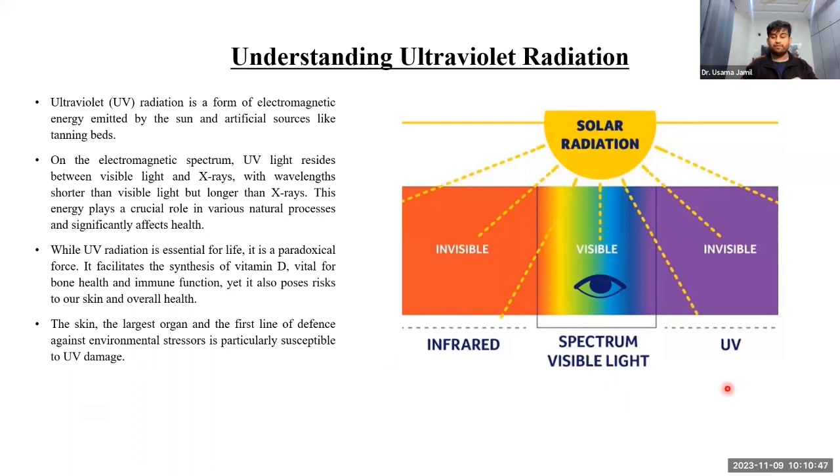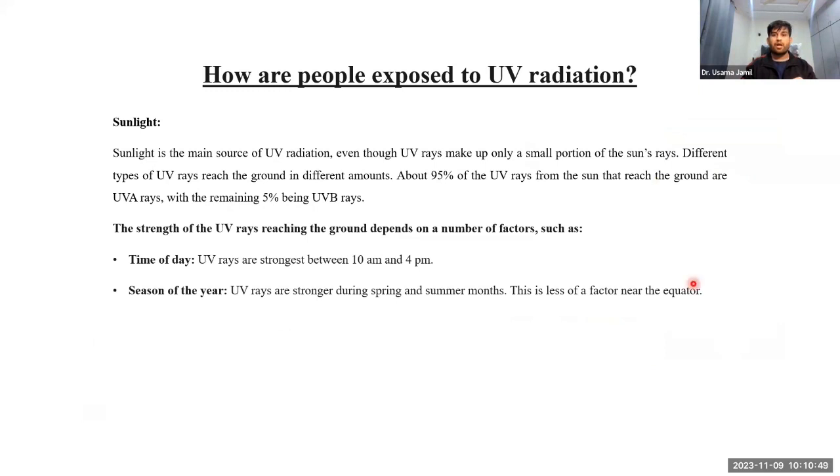Moving to the next, how are people exposed to UV radiation? As I already told, the major natural source of UV radiation is sunlight. The other one is man-made, like different machines or different ways of producing UV radiation artificially to get some benefit from it. So sunlight is the main source of UV radiation.